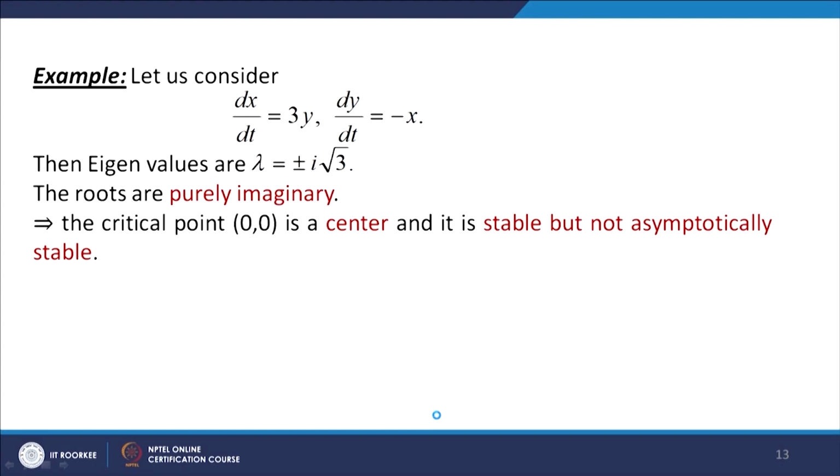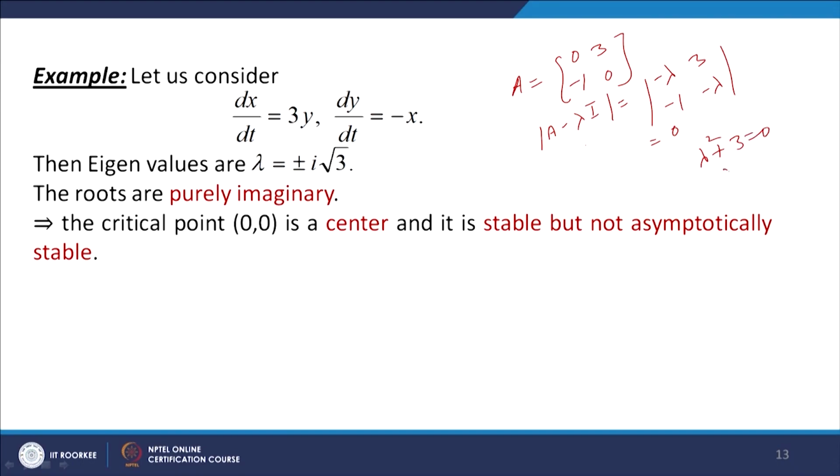Let us consider dx by dt equal to 3y, dy by dt equal to minus x. Here we can see the matrix A is 0, 3 and minus 1, 0. A is 0, B is 3, C is minus 1, D is 0. So, we get the determinant of A minus lambda I, which is minus lambda, 3, minus 1, minus lambda, equal to 0. So, we get lambda square plus 3 equal to 0, so lambda equals plus minus i root 3. So, the roots are purely imaginary.